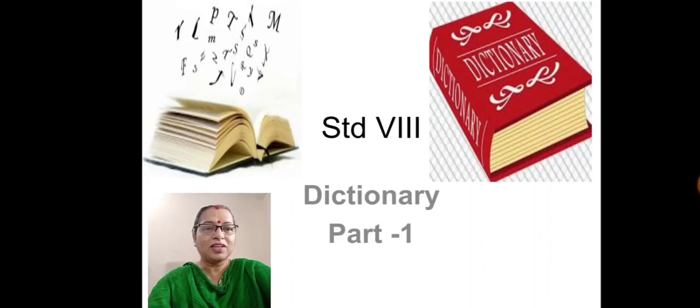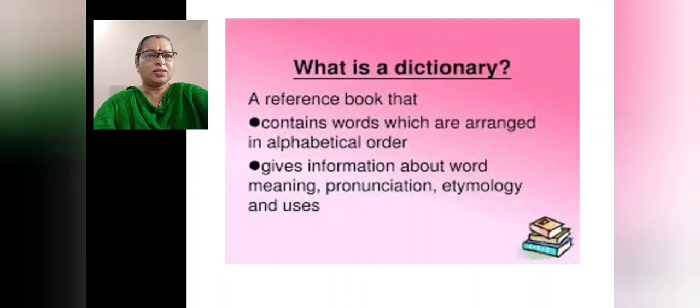What is that? Dictionary. So, we are going to do the first part today. Let us start with dictionary. What is a dictionary? It is a reference book that contains words which are arranged in alphabetical order. It gives information about word meaning, pronunciation, etymology, and uses. Now, what is etymology? Etymology means the origin of the word.